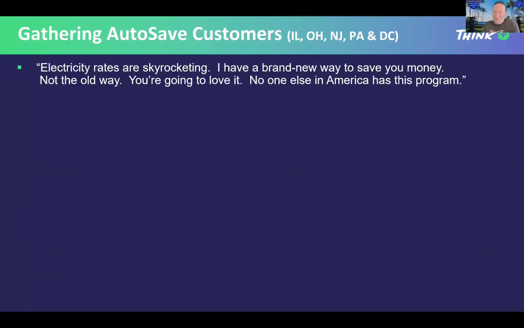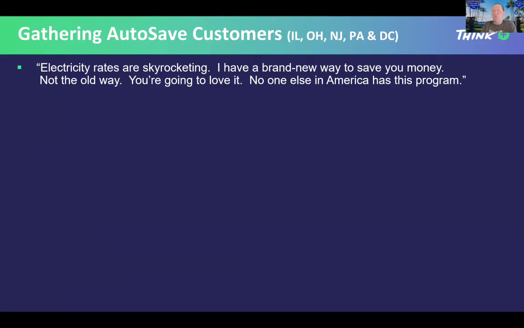Gathering autosave customers in Illinois, Ohio, New Jersey, Pennsylvania, and DC. You just tell them electricity rates are skyrocketing. We have an article that says energy rates in these states are at an all-time high, and they're going up another 20% in 2026 and 2027. We have that article. So use the article. Love it. Some people are laminating this article and showing it to people, or texting it to them. They're taking screenshots of it and sharing it through their BAM app.